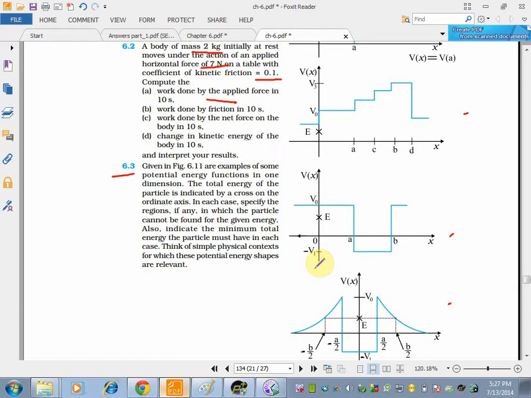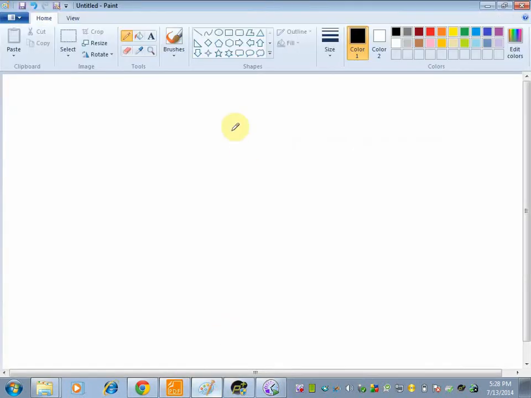These are four examples of potential energy functions, and graphs are given here. I have to find out which graph is correct and which is wrong, and from what point to what point. Here, E represents total energy, V0 represents potential energy, and I know one formula: kinetic energy plus potential energy is equal to total energy, the total mechanical energy.